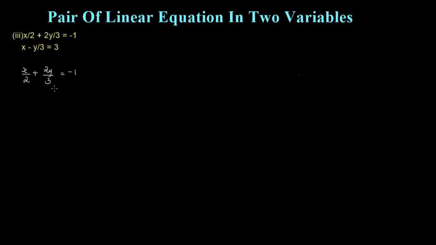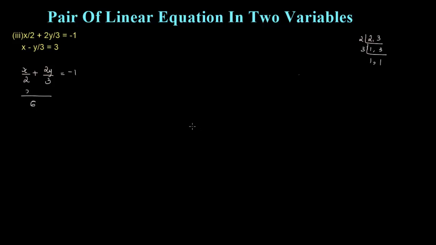You have the fraction and you may feel it is very difficult, but actually you can solve it in a very easy way. So what will be the LCM of 3 and 2? Whenever you have two different numbers, the LCM will be the multiplication of these two, right? So 2 ones are 2, 2 threes are 6. So you will have the LCM as 6.